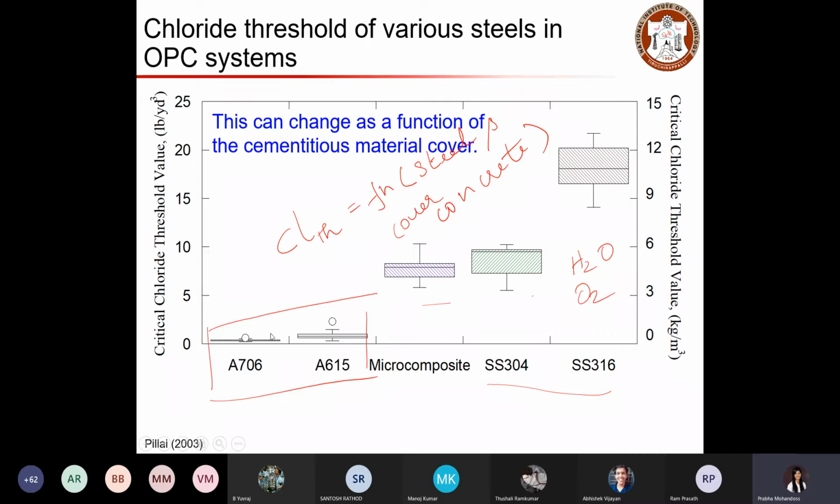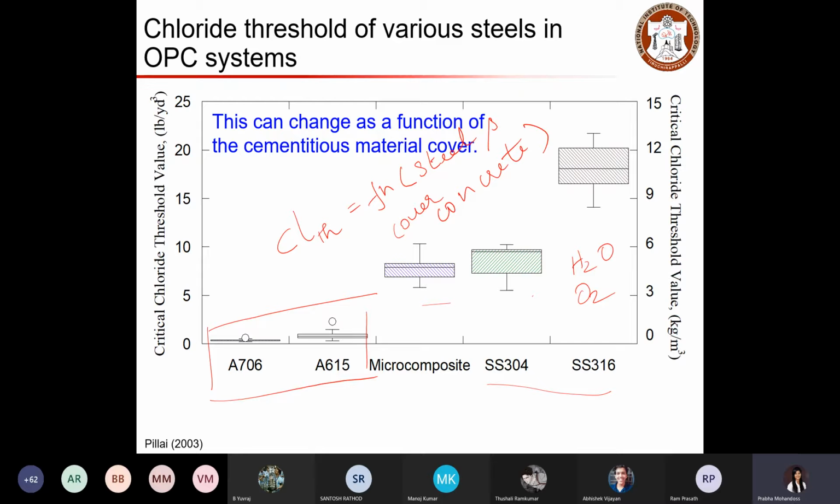Here the chloride threshold value is very low, and this SS basically indicates stainless steel. When you change from conventional steel to stainless steel, the amount of chloride required for initiating corrosion increases, so you are basically increasing your chloride threshold value. For example, in the same environment, if you have two different types of steel rebars, one the conventional rebar of normal composition and another a stainless steel rebar, then for the same amount of corrosion to occur, both need different chloride threshold values.